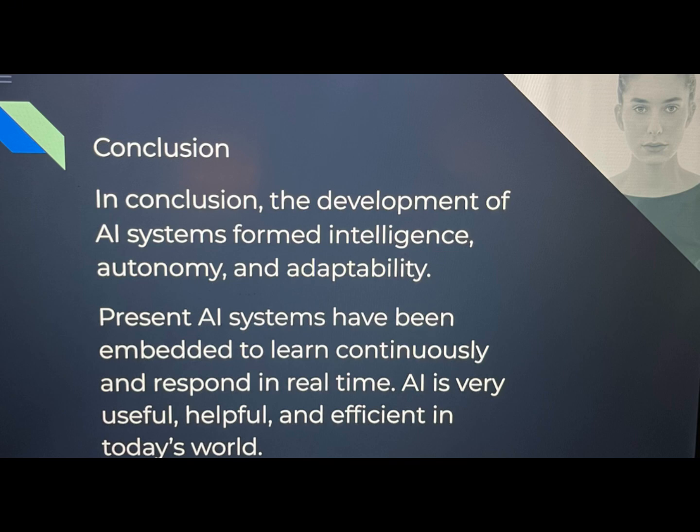So in conclusion, the development of AI systems formed intelligence, autonomy, and adaptability for whatever we're trying to do today. It's pretty much been wedged into all aspects of our lives through technology: through our phones, through platforms, through social media, through different avenues that we communicate, businesses communicate, and in personal relationships.